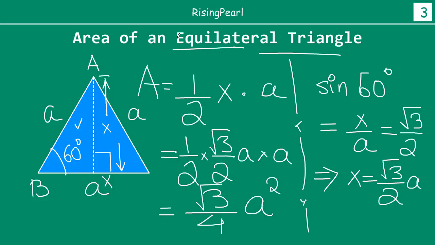So this is a special case where a triangle is an equilateral triangle. Then if you know the length of the side, all the sides being equal length, you can write the area of an equilateral triangle as square root 3 by 4 times a square.